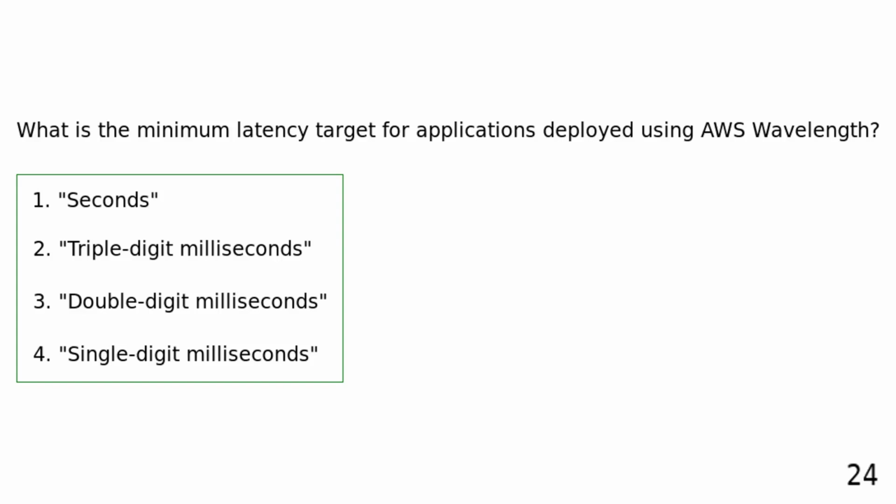What is the minimum latency target for applications deployed using AWS Wavelength? Seconds. Triple-digit milliseconds. Double-digit milliseconds. Single-digit milliseconds.